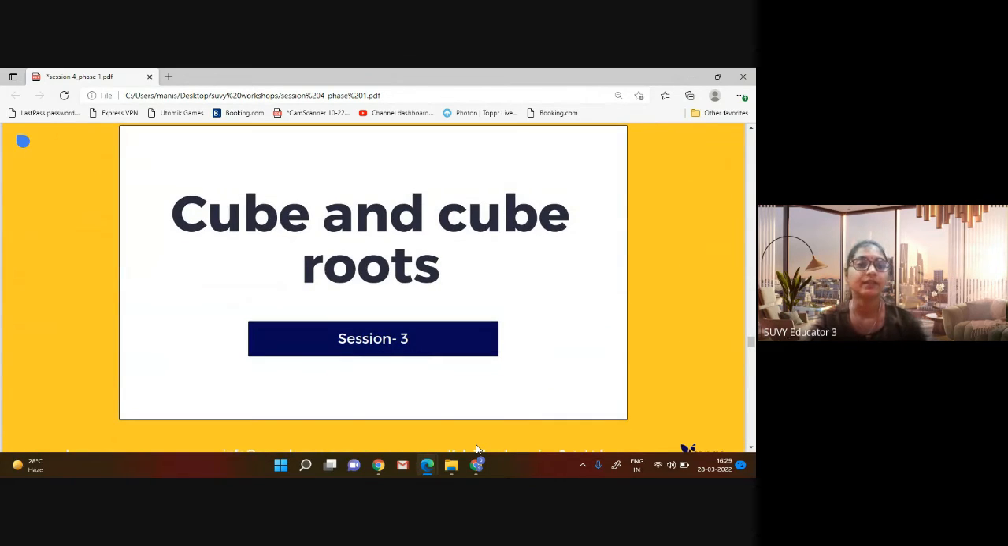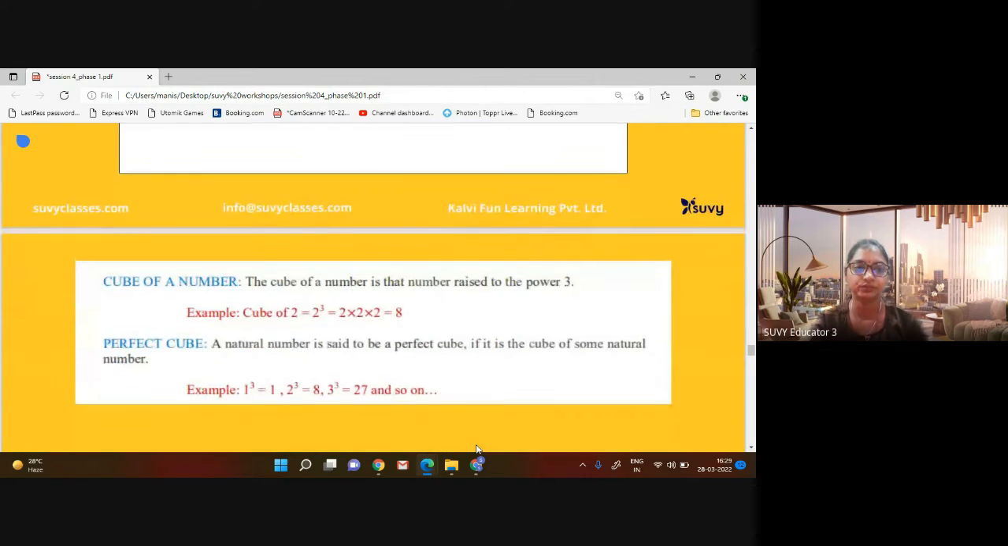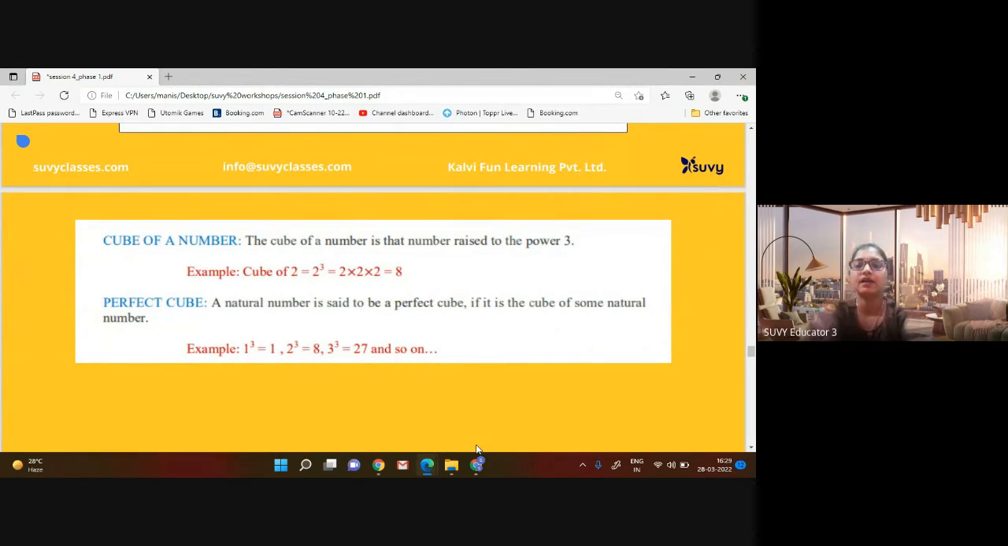Let's get start with the next topic, that is cube and cube roots. Just we have done the square of a number. When we are talking about square of a number, that means you multiply number 2 times, power raised to 2. When cube of a number arises, it means your power raised to 3. It means cube of 2 means 2 raised to power 3. 2 into 2 into 2, that will give you 8. In the same way, if I ask you 3 raised to power 3, it means 3 into 3 into 3. It means 27. Correct.